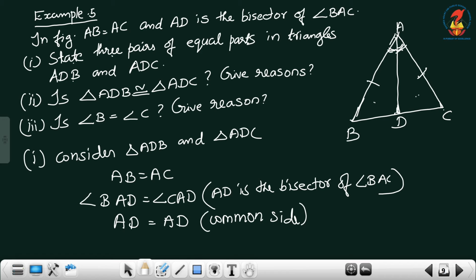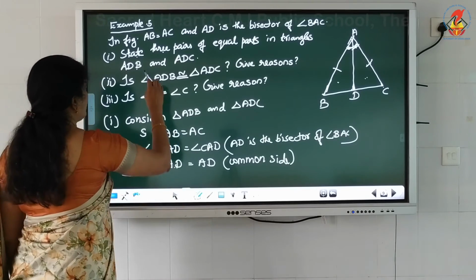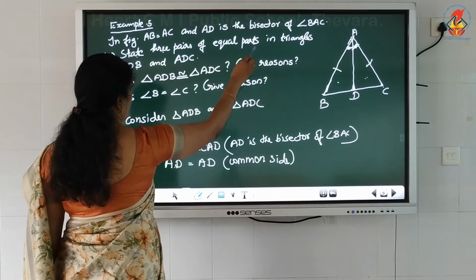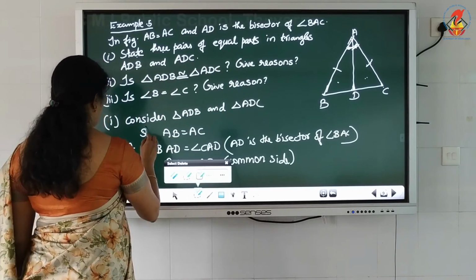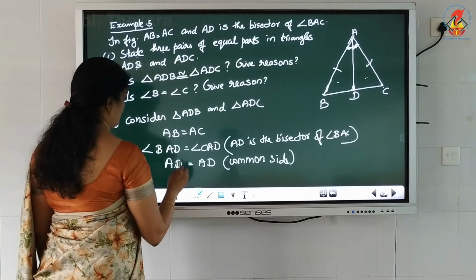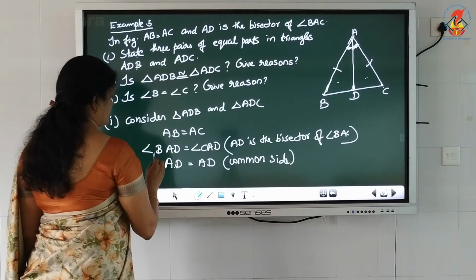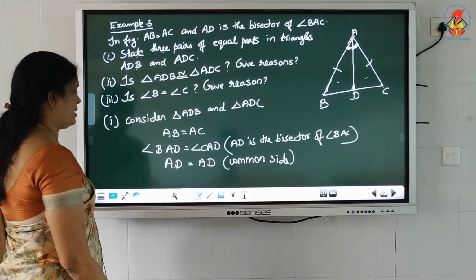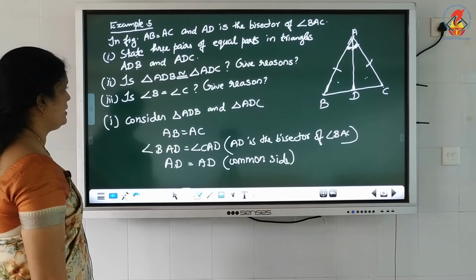In these two triangles, these are the three equal parts. AB equal to AC, this is a side. Next, angle BAD equal to angle CAD, this is an angle. Next, AD equal to AD, again a side. By applying SAS, these two triangles are congruent. First part, state three pairs of equal parts in triangles ADB and ADC. This is the step: AB equal to AC, angle BAD equal to angle CAD, AD equal to AD.